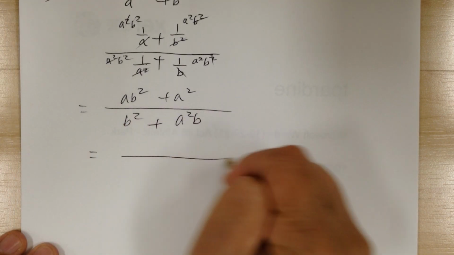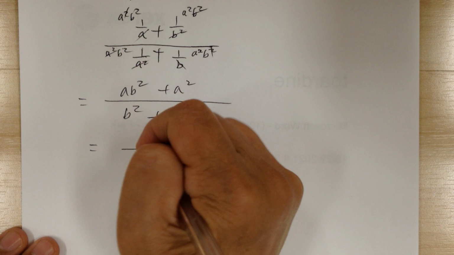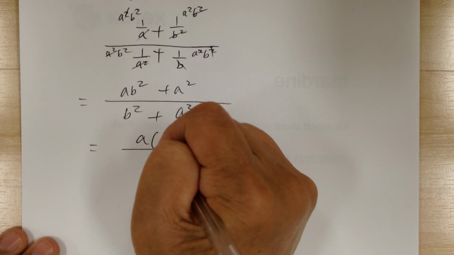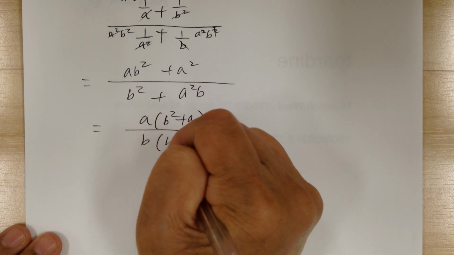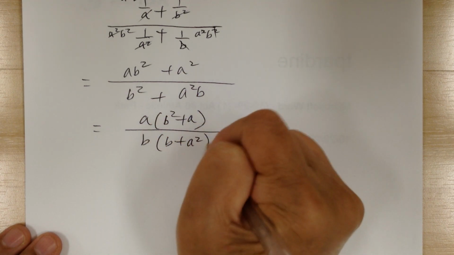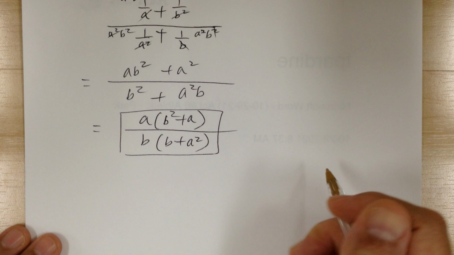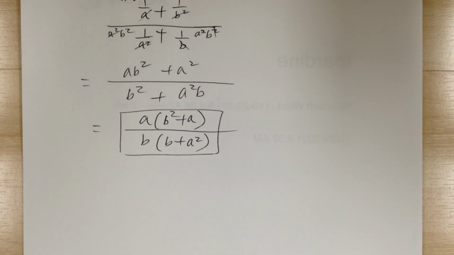Then after that, you can go and factor out the common factor. So factor out the a, so you're going to get b squared plus a. On the bottom, factor out the b, so you get b plus a squared. Okay, and that's it, nothing to cancel.